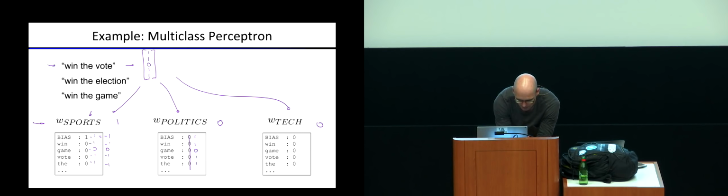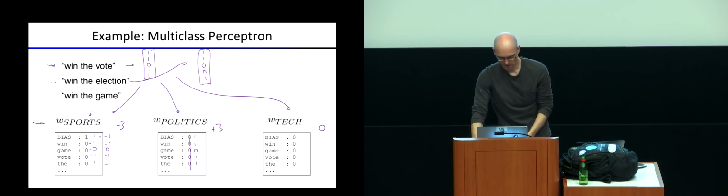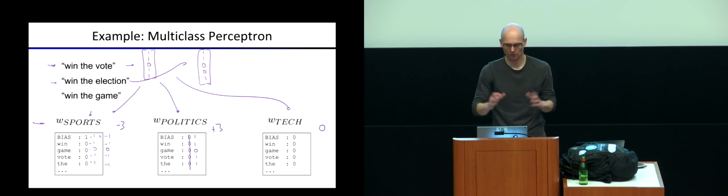Then we go to our next example. So we did this one. We'll go to this one. "Win the election." What's the feature vector for this one? Bias is always 1. Then does win appear? Yes, that's a 1. Does game appear? No, that's a 0. Does vote appear? No, that's a 0. Does the appear? Yes, that's a 1. We take the inner product with each of these weight vectors. For the first one, we get negative 1 plus negative 1 plus 0 plus 0 plus negative 1, so we get a negative 3. For politics, we get 1 plus 1 plus 0 plus 0 plus 1, so we get a plus 3. And for technology, we get a 0. So the class predicted is politics, which let's say is the correct label, so no changes to the weight vectors.